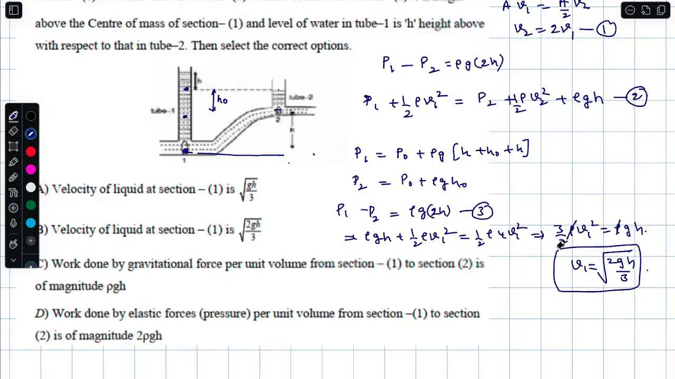Work done by gravitational force per unit volume from section 1 to section 2 is of magnitude rho gH.